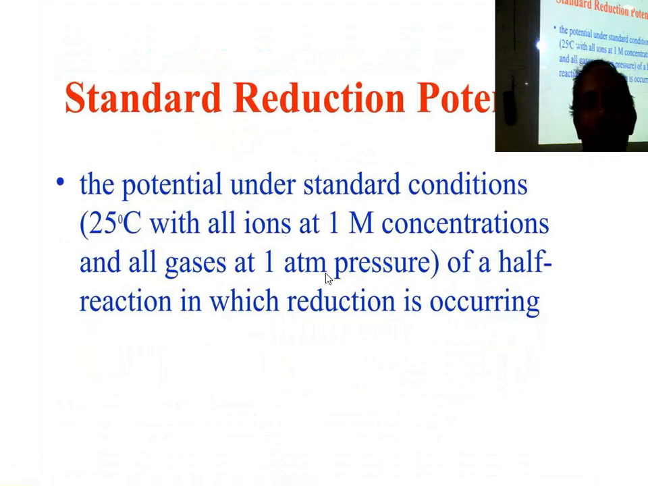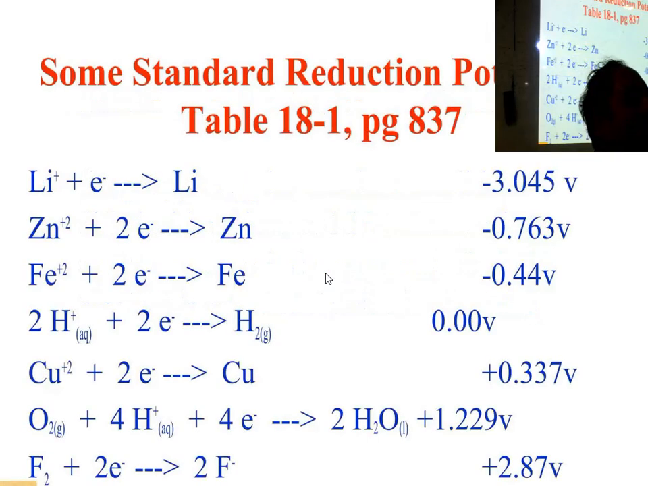Okay. So the standard reduction potential. Standard means what? 25 degrees centigrade, atmospheric pressure maintained, and the concentration of the solution should be molar. Then it will be standard. Now, the standard hydrogen electrode is not the only standard electrode. There can be other standard half cells also, like the calomel electrode.